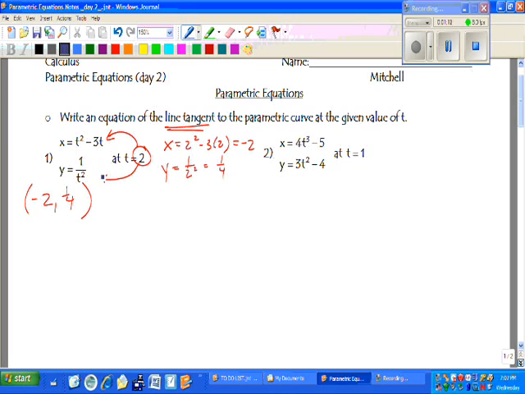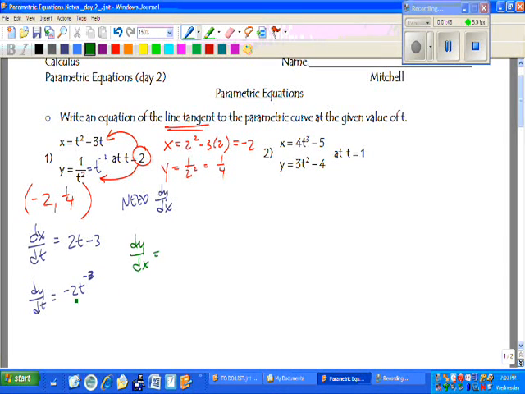Alright, in order to find our slope, we have to do what we learned yesterday. We need to find the derivative, dy dx. But in order to do that, first we have to find dx dt and dy dt. So dx dt, derivative of this, is just going to be 2t minus 3. Derivative of y with respect to t, remember this is the same as t to the negative second. So derivative of that would be negative 2t to the negative third.